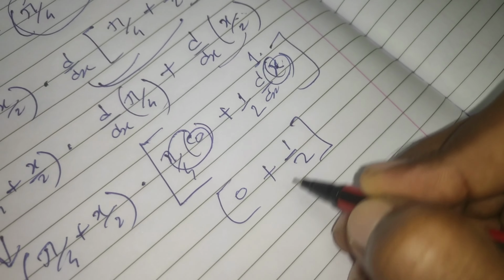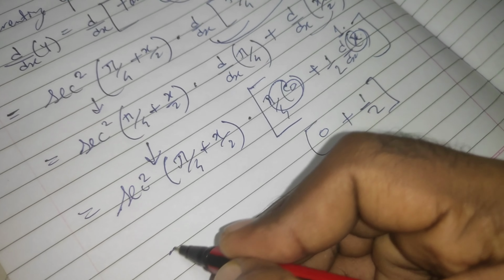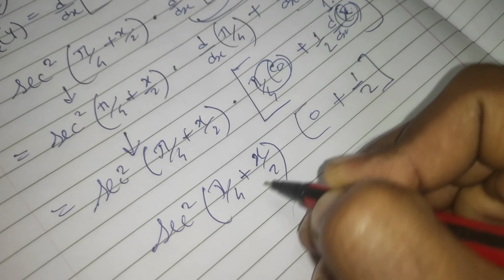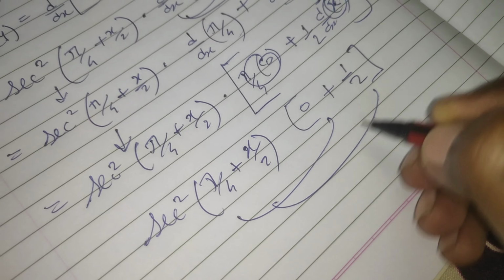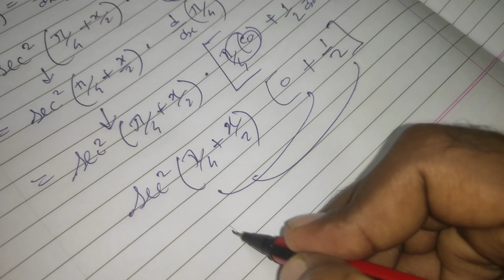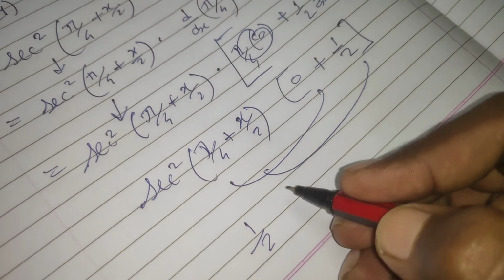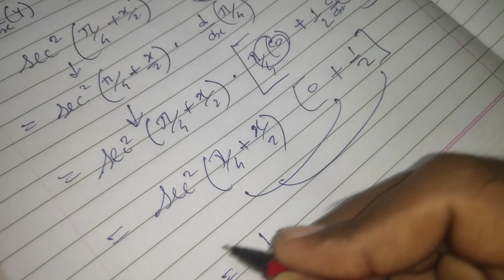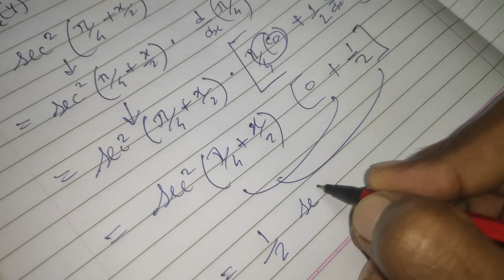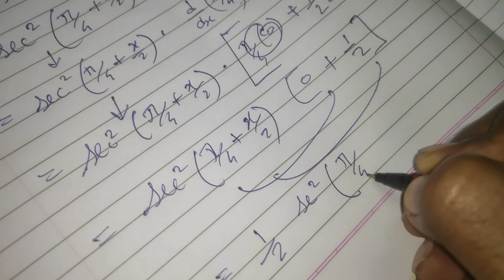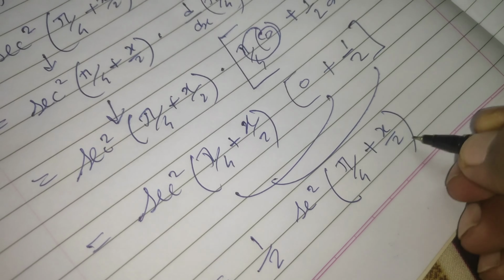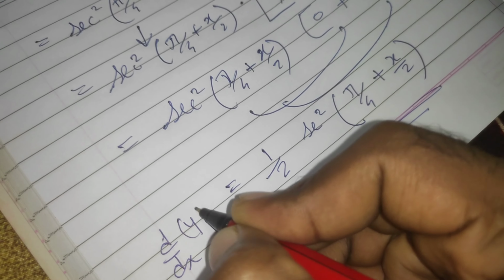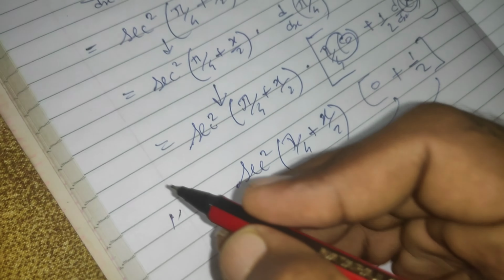So again this whole term goes to both: sec square(pi by 4 plus x by 2) into 0 plus half. So the answer remains half sec square(pi by 4 plus x by 2). So this is the answer. D by dx of y, you have to put it everywhere.